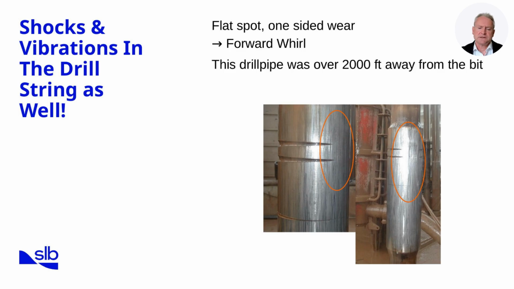This slide reminds us that vibrations do not remain localized at the bit or BHA. They can travel significant distances up the drill string and cause damage far from the source. Here we see an example of a drill pipe that developed a flat spot and one-sided wear pattern. The caption notes that this section of pipe was located more than 2,000 feet away from the bit. The wear was caused by forward whirl transmitting energy upward along the string.